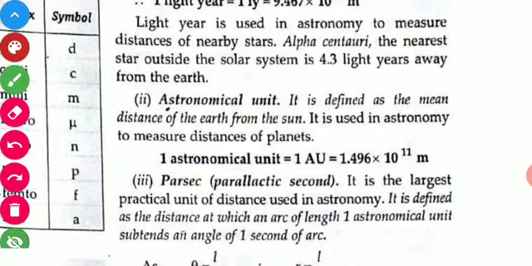Second is the astronomical unit. It is the mean distance between the Earth and the Moon. Whatever the distance between the Earth and Moon, we take that distance as one unit, and that distance is known as the astronomical unit. It is denoted by AU and its value is 1.496 into 10 to the power 11 meter. So this is its unit.